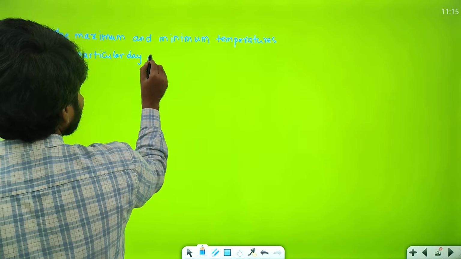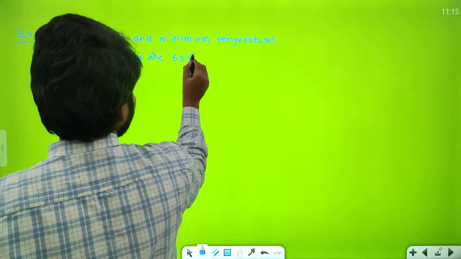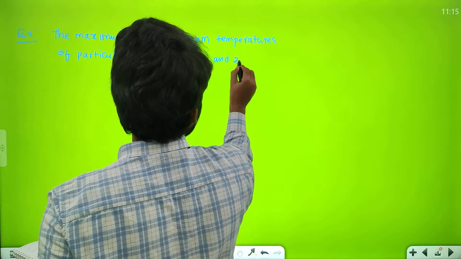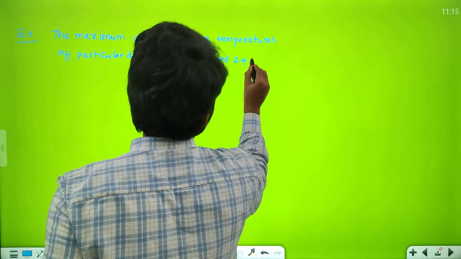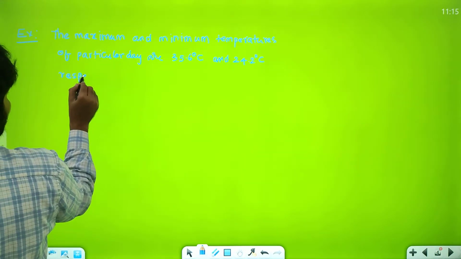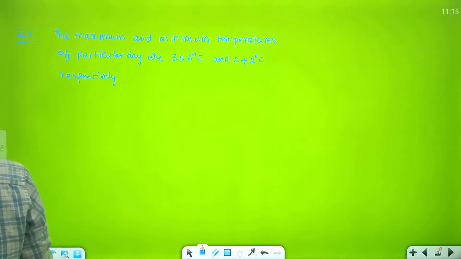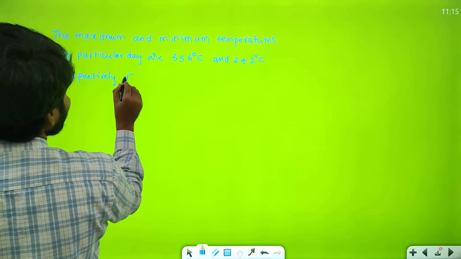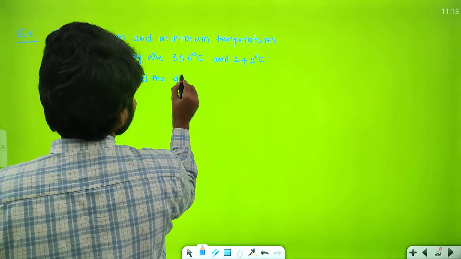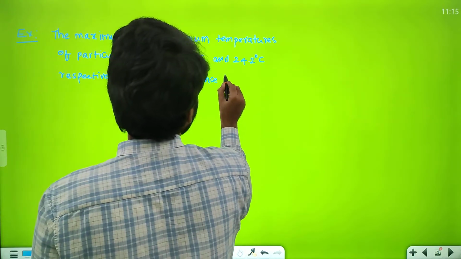One is 35.6 degrees Celsius and another one is 24.2 degrees Celsius respectively. Find the difference in temperature.